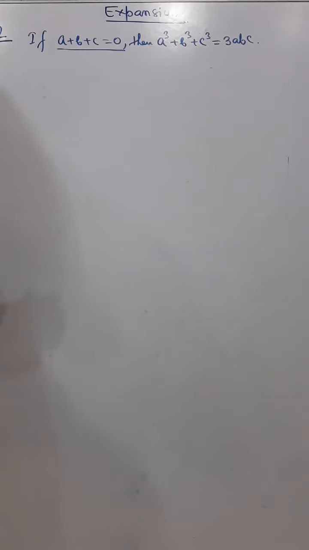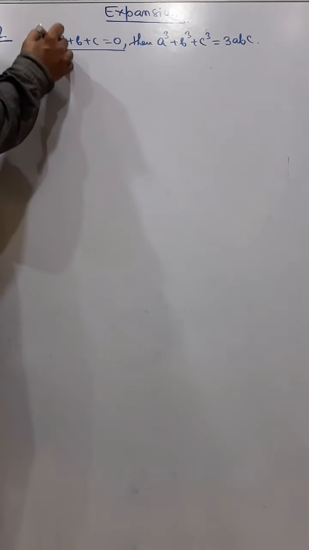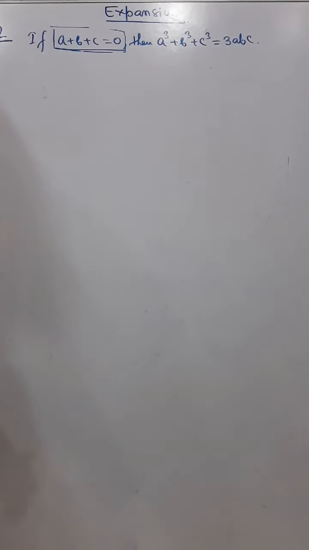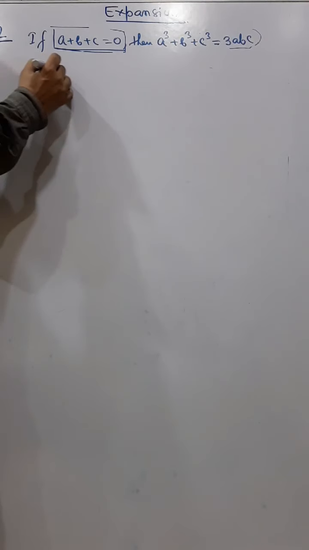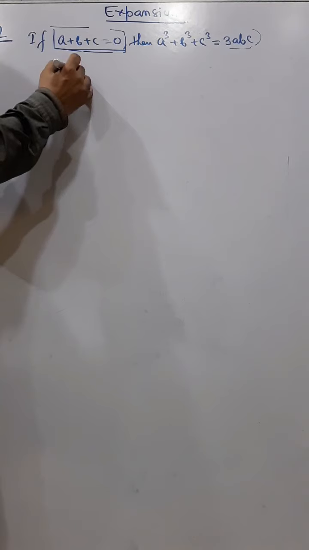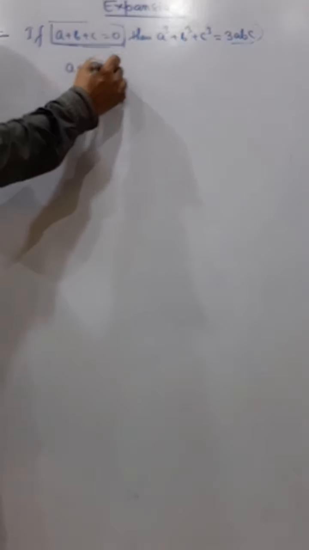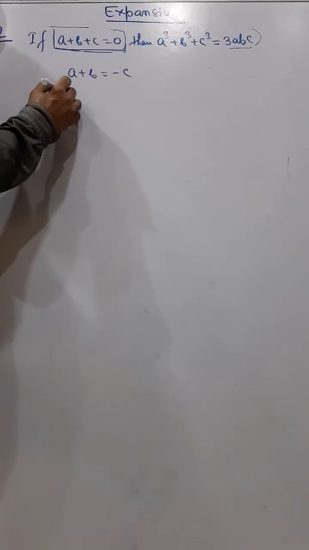Okay. In the further sums also sometimes they give you this in the heading that a plus b plus c equals 0. Then in those sums we will always think that a cube plus b cube plus c cube will always be equal to 3abc. Directly we can say. But here we have to prove that. So we will start like this. We can say that a plus b is equal to minus c, and then we will do cubing both sides.